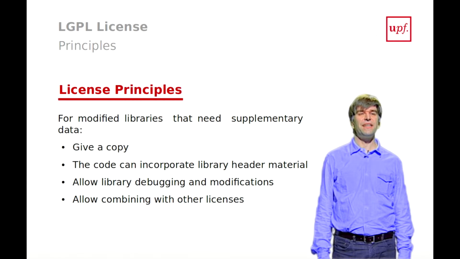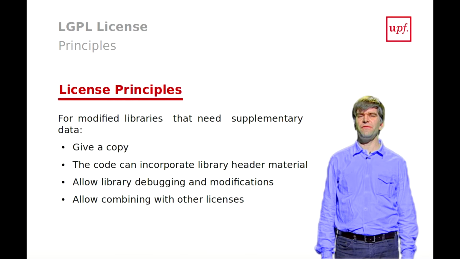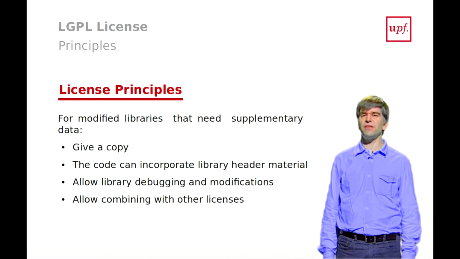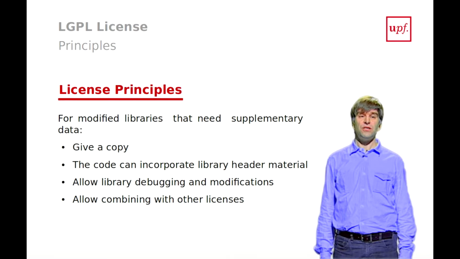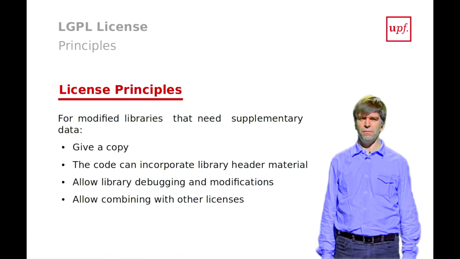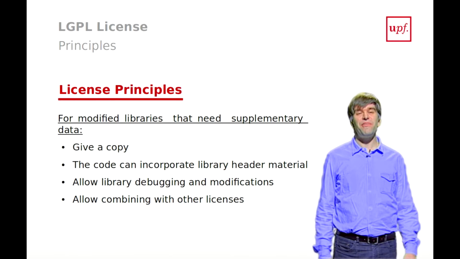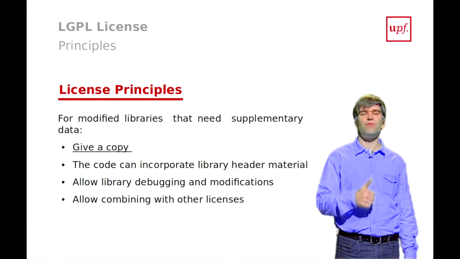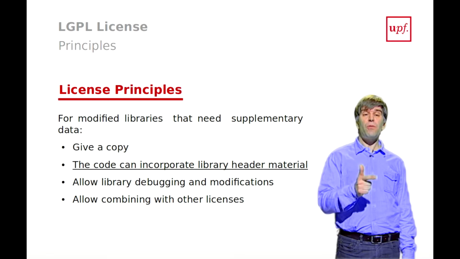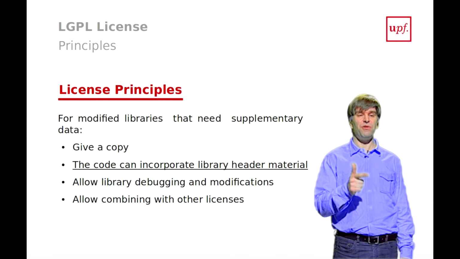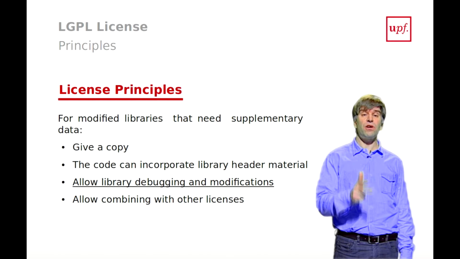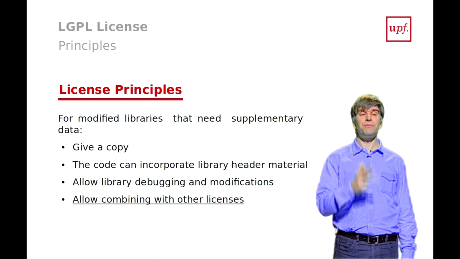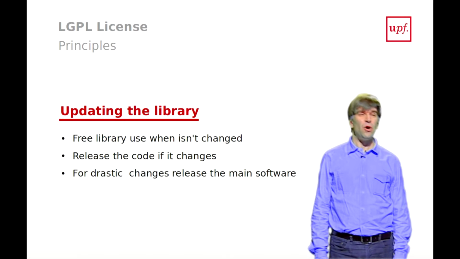License principles. The LGPL license is based on the copyleft concept of its predecessor, and its definition starts by indicating that it incorporates the terms and conditions of the GPL, supplemented by the additional permissions listed below. If a copy of the library is modified and it needs data supplied by the application, it must be given, or it is necessary to ensure that it can work without it. The code can incorporate material from header files from the library without affecting the license. The final work must allow the debugging and modification of the library, and it can be combined with other types of licenses.